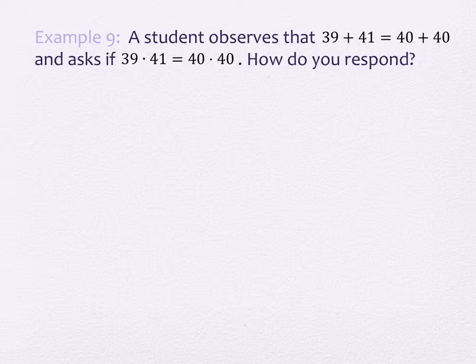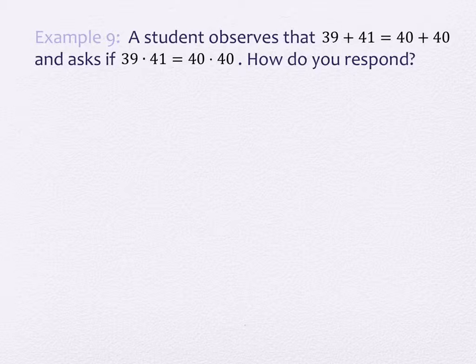A student observes that 39 plus 41 is 40 plus 40. That's true, right? They took one away from one and added it to the other one. We had a name for that, called trading off, when we've seen it before. And they want to know if you multiply 39 times 41, will that also equal 40 times 40? So the first question is, does it work?